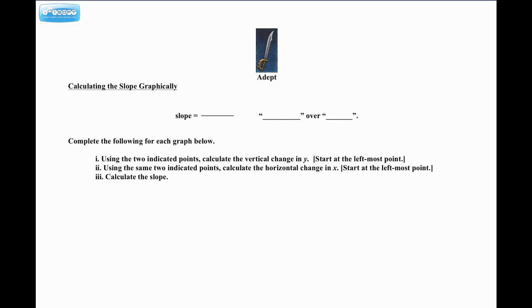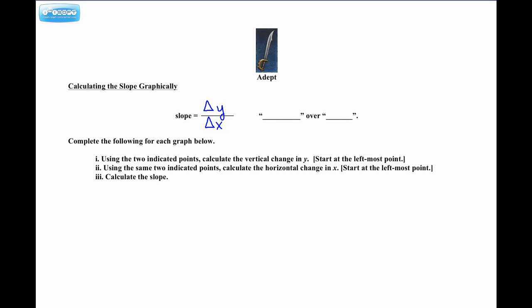Well, how do we put the two together? We divide them. So in the algebraic definition, it's just the vertical change in y, or delta y, divided by the horizontal change in x. Okay, and we used delta y over delta x.